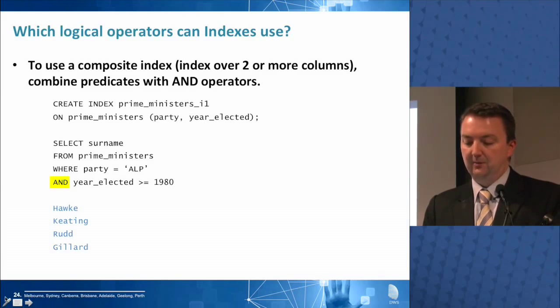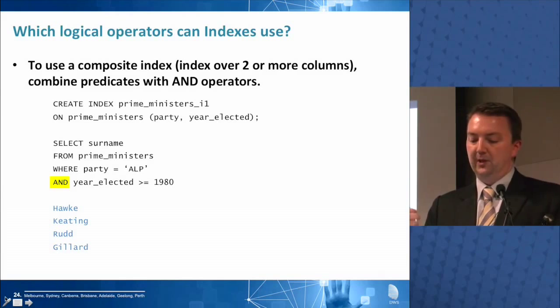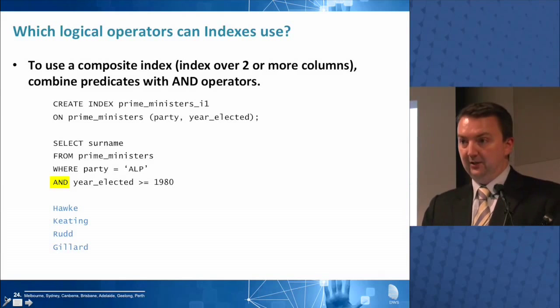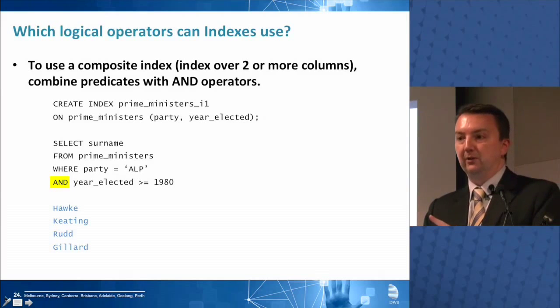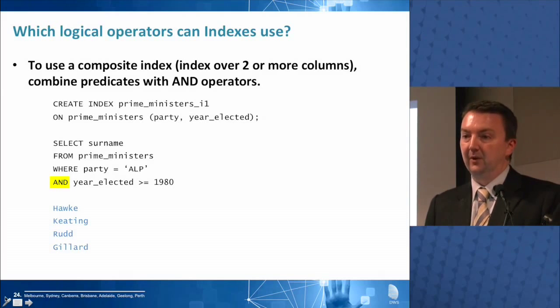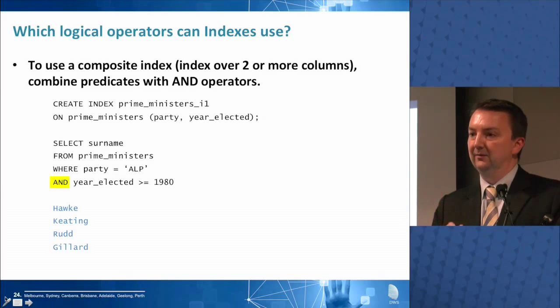So this index is on party and year elected, which means we can scan on party and year elected combined, or just party on its own, or party and a range of year elected, which is what we've done here, or just a range of party.